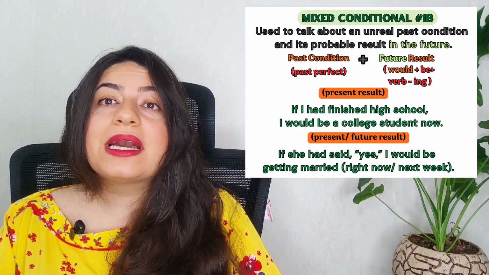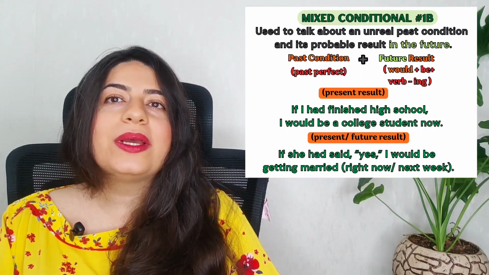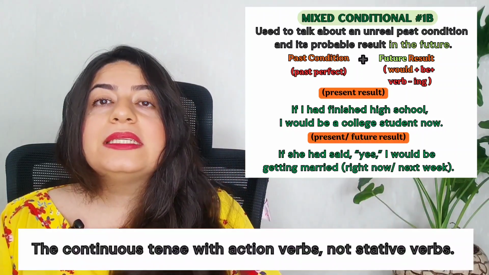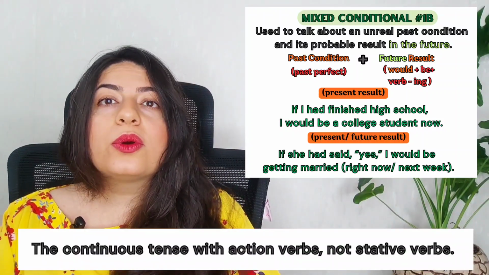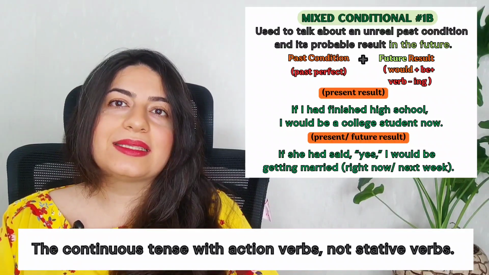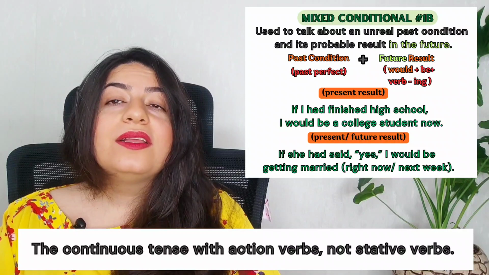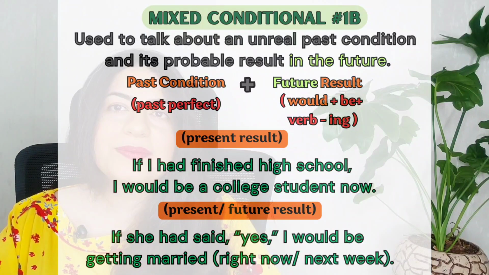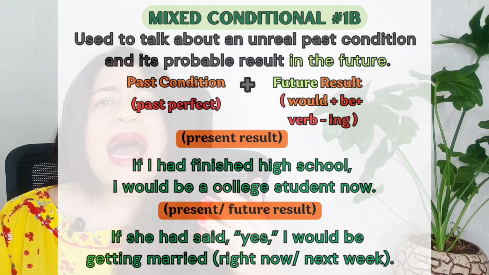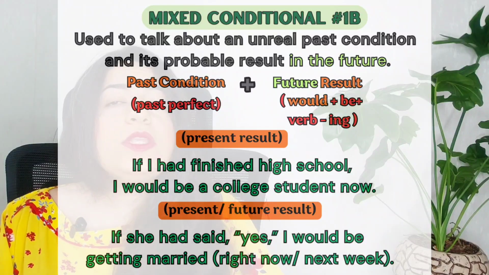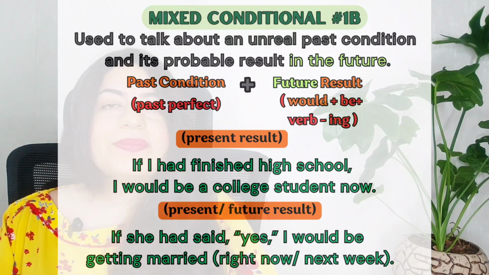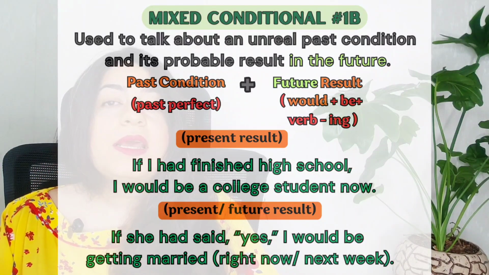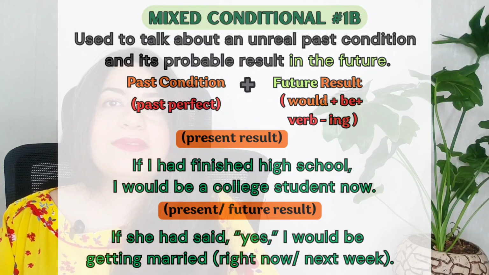Let's compare the two because you could use the same grammar when talking about a present or future result. It really just depends on the verb because you're going to use the continuous tense with action verbs, not stative verbs. So look at the sentence with the present result. If I say, if I had finished high school, I would be a college student. Now, I'm not really going to change this sentence and provide a future result because the verb to be is a stative verb.